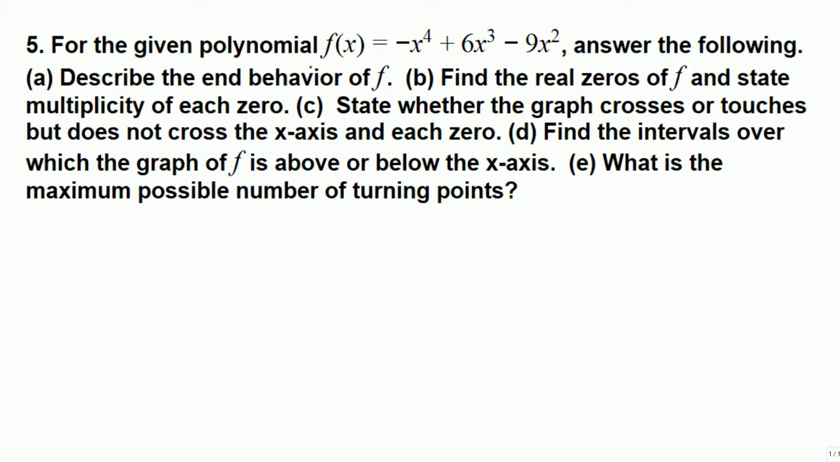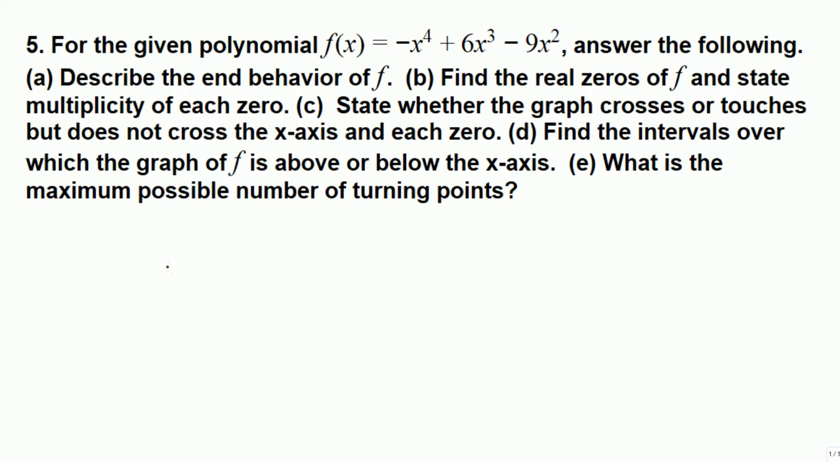For the given polynomial f(x) equals negative x to the fourth plus 6x cubed minus 9x squared, answer the following. Describe the end behavior of f. So this is a fourth degree polynomial, and negative 1 is the leading coefficient. So negative fourth degree. Fourth degree, that's even and negative.